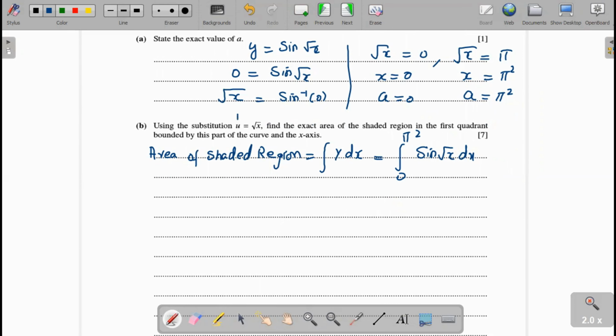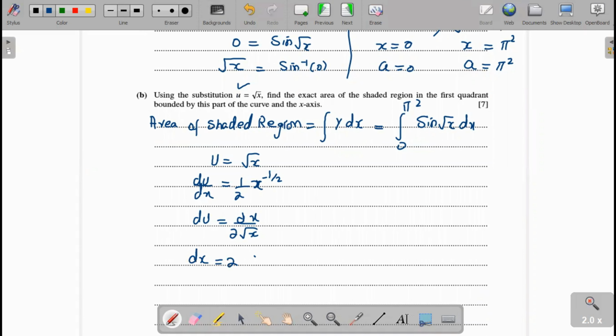Now we use the substitution method. Suppose u equal to square root x. Therefore du over dx will be equal to 1 over 2 x power minus 1 over 2, which can be written as du equal to 1 over 2 square root of x dx, and dx can be written as 2 square root of x du, and square root of x is u. Therefore dx will be equal to 2u du.